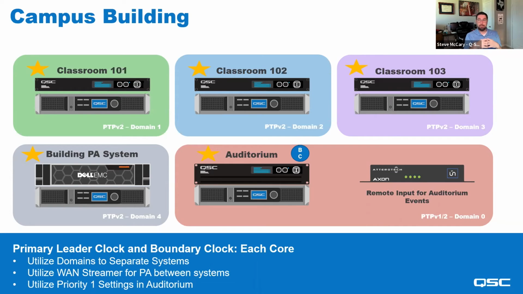When it comes to building PA, people in classroom 101 will not hear audio out of 102 or 103. People in the auditorium won't hear anything from the classrooms. And if people can't hear 2 things at the same time, it is perfectly fine for them to not be clocked together. No one cares if classroom 101 comes out 5 milliseconds later than the auditorium. No one's going to hear it. Nobody cares. So a WAN streamer is perfectly suited for this application.